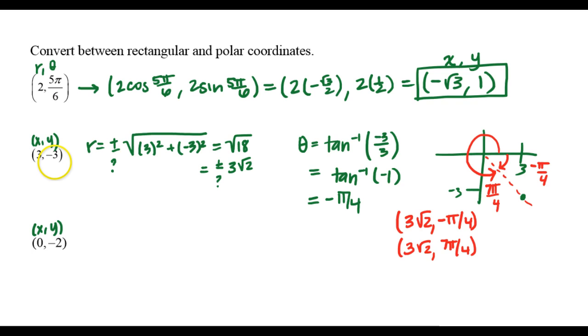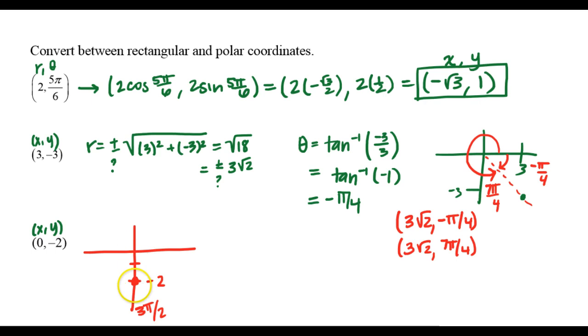So either of these and many other versions of this are answers to an equivalent polar coordinate to 3, negative 3. And then finally, let's go ahead and take a look at 0, negative 2. So before I even start using this formula, I'm actually going to draw a picture of where 0, negative 2 is on an xy plane. So 0 means I don't go anywhere on the x-axis. Negative 2 means I go down on the y-axis. So I'm trying to represent this coordinate point using polar coordinates.